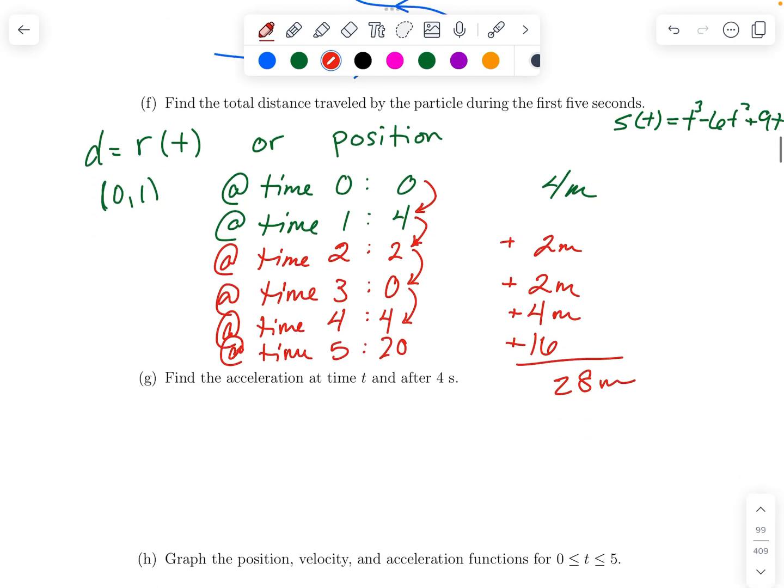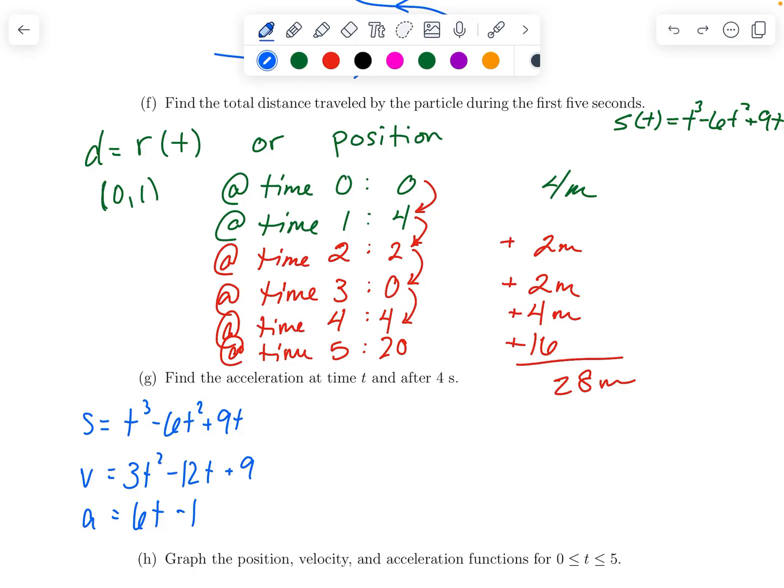All right, and our acceleration: if position is t cubed minus 6t squared plus 9t, and velocity is 3t squared minus 12t plus 9, then acceleration is going to be 6t minus 12. So then a of 4 is 6t minus 12, which is going to be 12 meters per second squared.